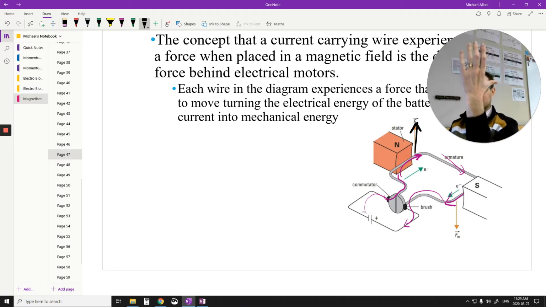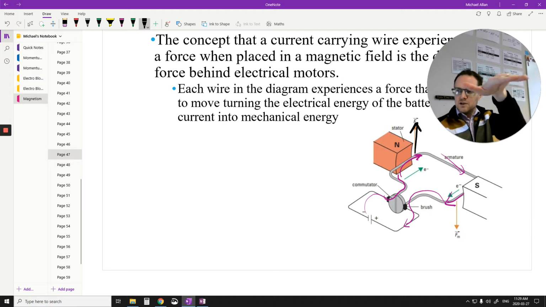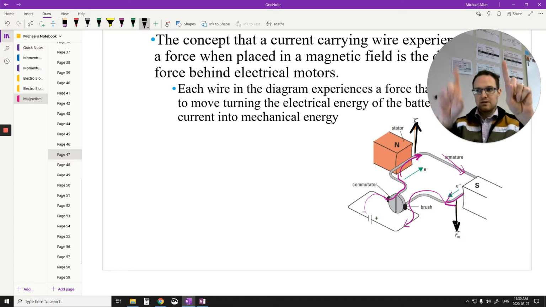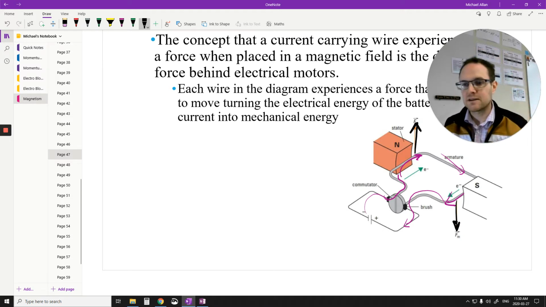Now if I draw it on the other side, the field is still going in the same direction. My electron is now going in that way. My force is down on this side. Because the forces are going in opposite directions, one up and one down, it's going to twist the wire around, because it can't go straight up. It's attached to the other side by the armature. So when one goes down, the other goes up. It's going to twist around.